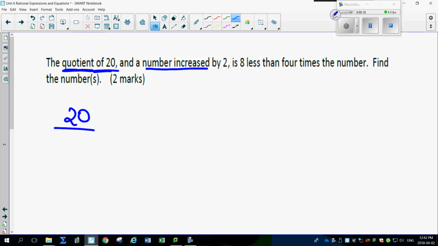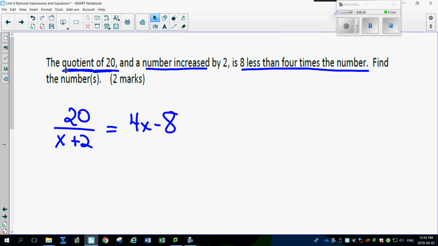A number increased by 2. A number is x, increased by 2. Perfect. "Is" is just another way of saying equals to. Now, look how it says here: 8 less than 4 times a number. So 4 times a number, less 8. There you go. There's your equation all set up, ready to go for you.